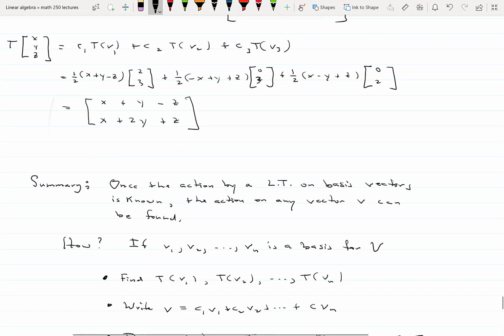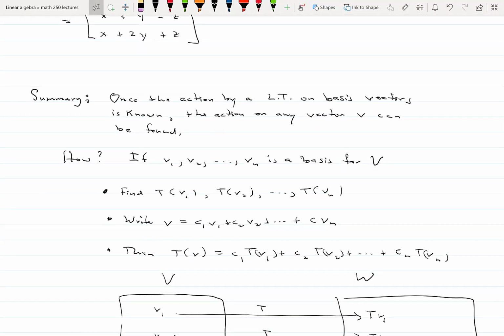Okay, so what I did off camera is I summarized all this for you. There's a lot of stuff going on here. So below this line is a nice little summary. In one sentence, it says, once the action of a linear transformation on basis vectors is known, the action on any vector v in the vector space can be found. How?